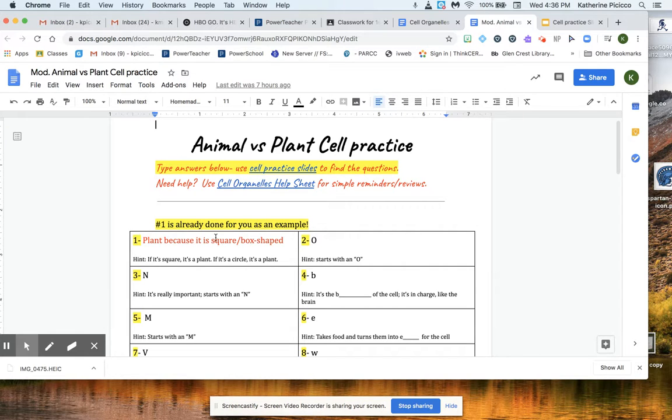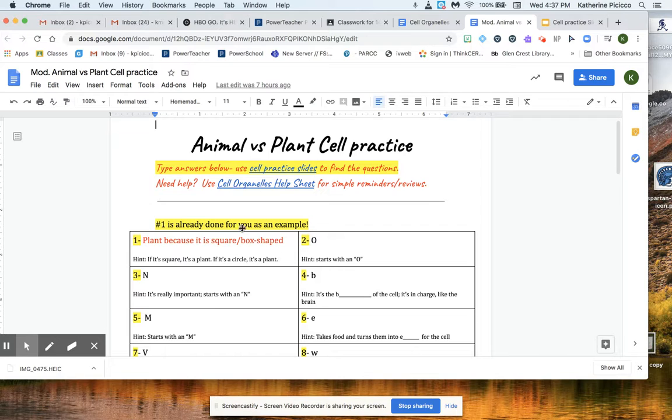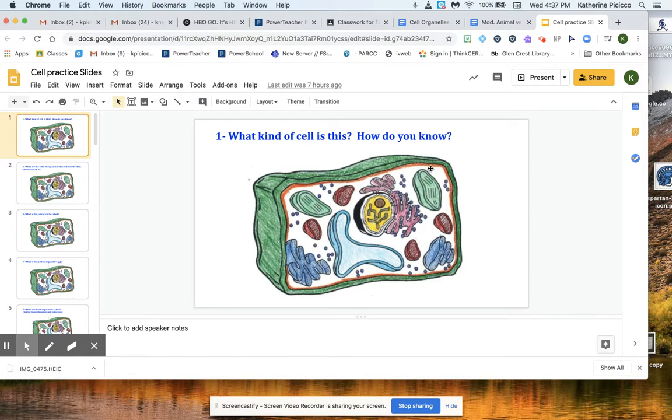I would suggest that first maybe you try it on your own, and if you don't know it, use the hint to help. And then still, if you're having some trouble, maybe go to that one cell organelle help worksheet, okay? All right, so the first one we said was, what kind of cell is this?